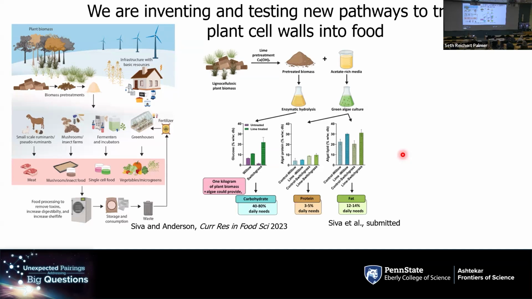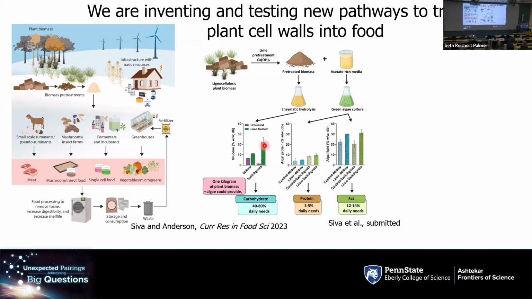And so what Niroshan is doing is pursuing some strategies to take that biomass, convert it into things like acetate, which we can feed to algae. Algae, it turns out, are really good at metabolizing acetate and converting that into lipids and proteins, right? Because that biomass is carbohydrate rich. It has plenty of carbs. We can actually enzymatically degrade it into glucose.